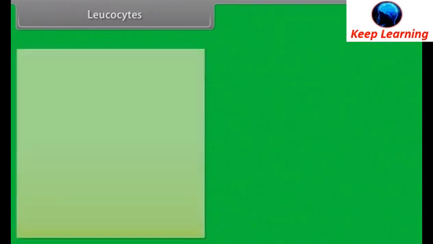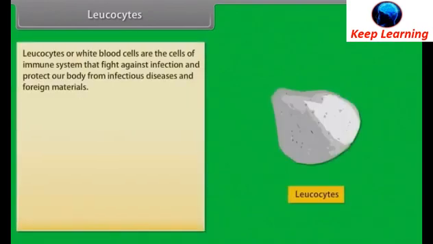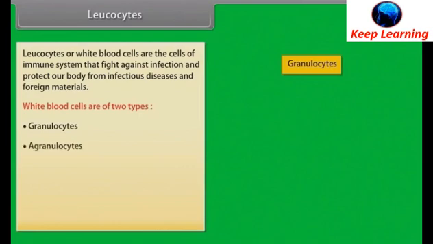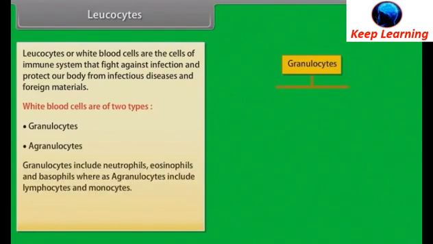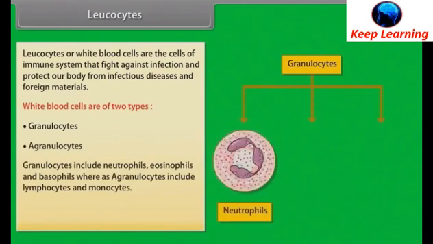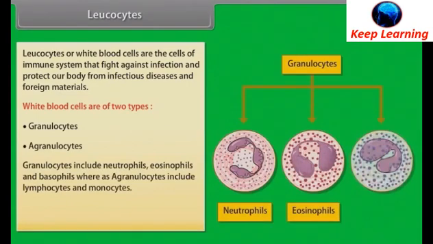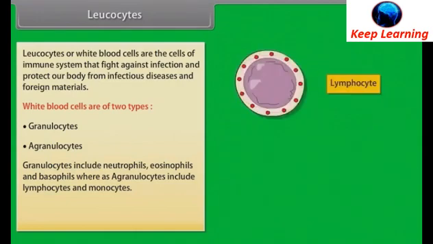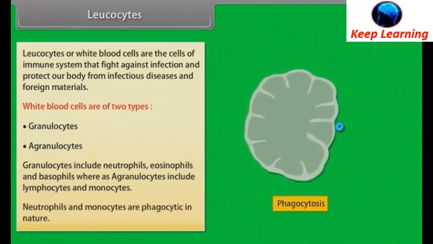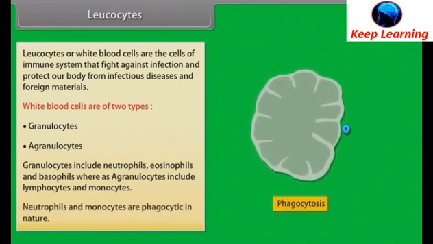Leukocytes. Leukocytes or white blood cells are the cells of the immune system that fight against infection and protect our body from infectious diseases and foreign materials. White blood cells are of two types: granulocytes and agranulocytes. Granulocytes include neutrophils, eosinophils and basophils, whereas agranulocytes include lymphocytes and monocytes. Neutrophils and monocytes are phagocytic in nature.